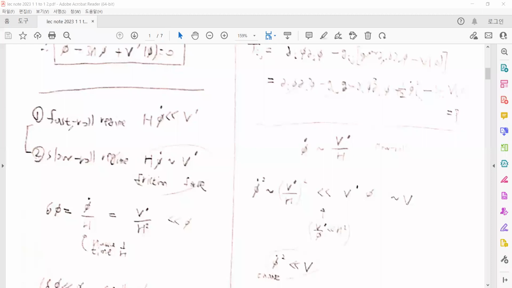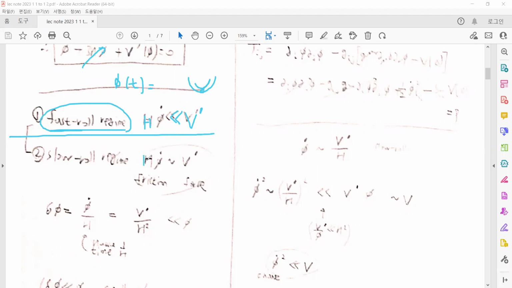If the Hubble friction is extremely small compared with the slope of the potential, it is a fast regime, so the Hubble friction term can be ignored. The solution is then an oscillating scalar field. But in the early universe, the Hubble parameter is extremely big because a is extremely small, so the friction term cannot be ignored, and such friction makes a slow roll in the potential. If the slope of the potential and the friction term are comparable, slow roll applies. We can write the change of the scalar field in the potential, delta phi, as phi dot over H, because H is a time scale.